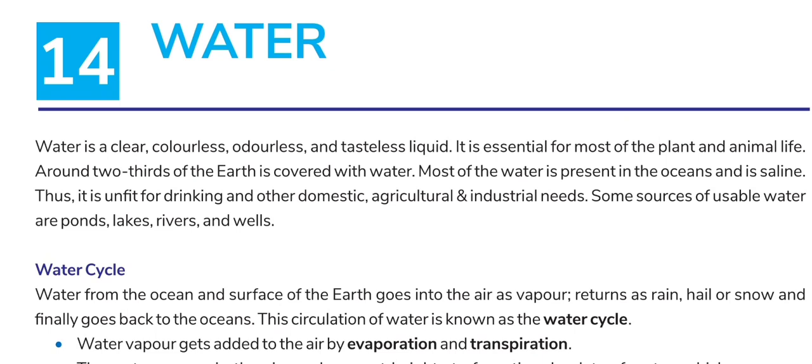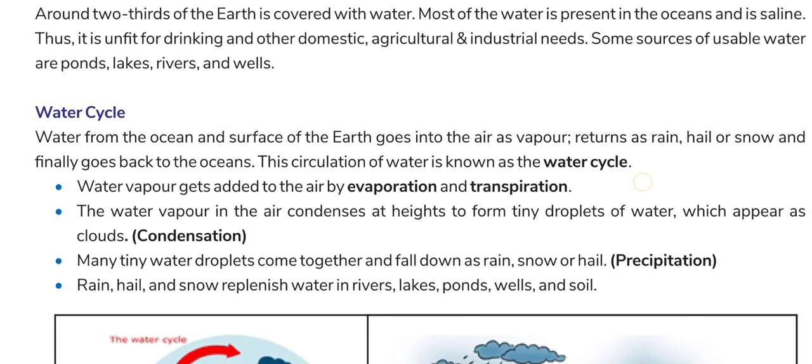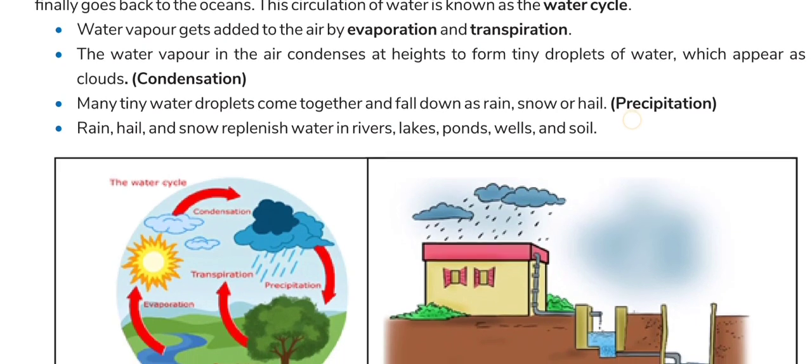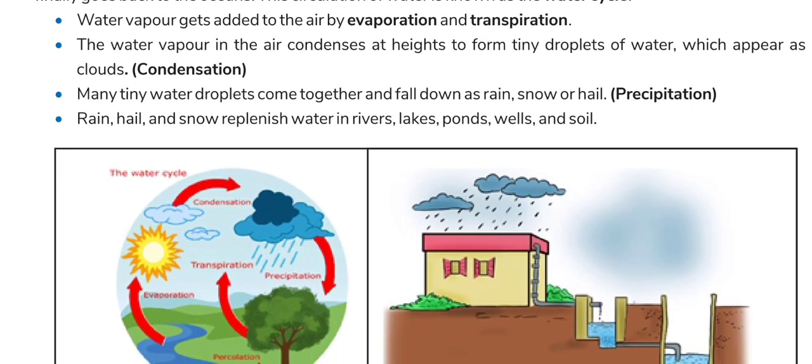Water cycle. Water from the ocean and surface of the Earth goes into the air as vapor, returns as rain, hail, or snow, and finally goes back to the oceans. This circulation of water is known as the water cycle. Water vapor gets added to the air by evaporation and transpiration.